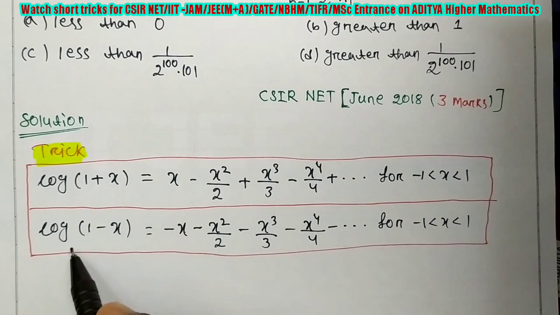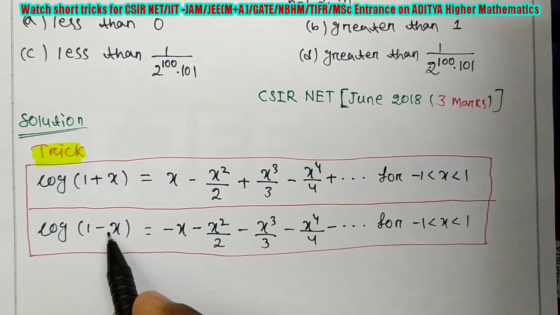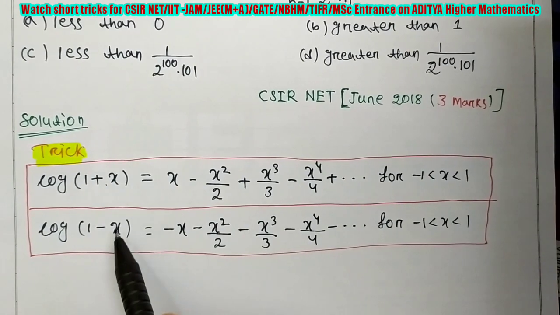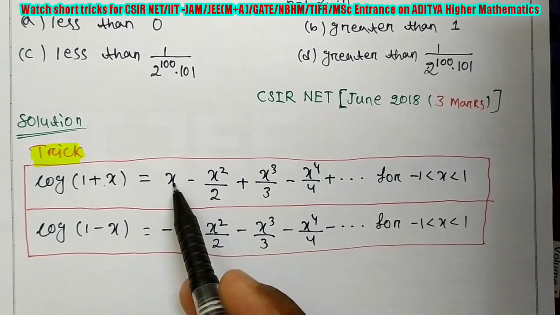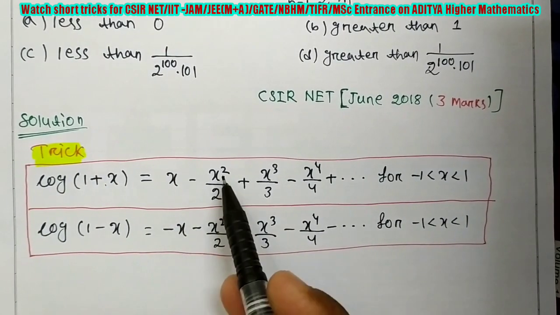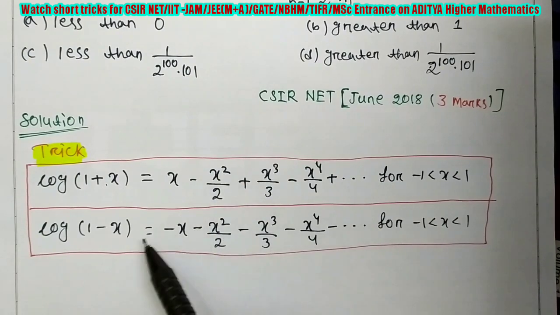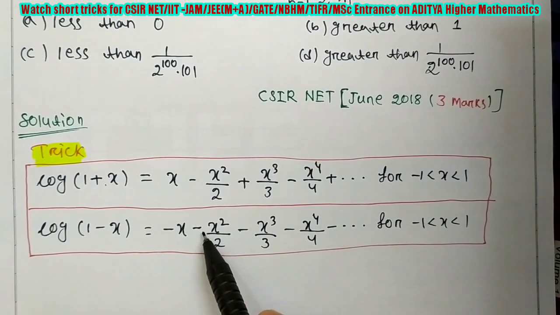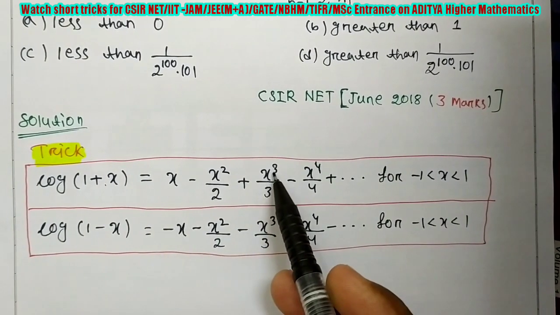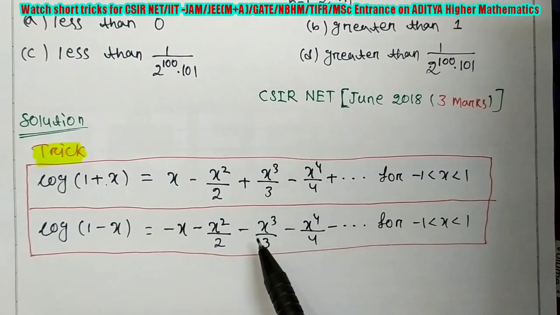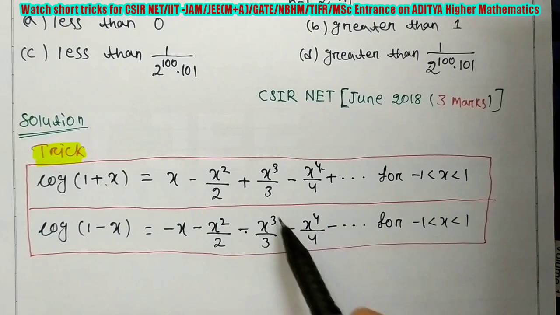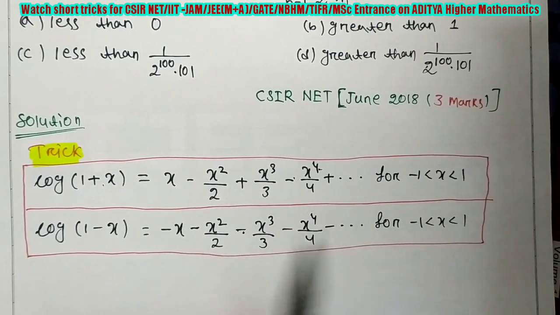And from the same series we can write the series for 1 minus x. Log(1 minus x): just in place of x you put minus x. When x square is there, we are putting minus x whole square, which is x square only, so the sign is the same, minus. But where the power is odd, the sign is negative, and where the power is even, minus power 4 is plus, but the sign is negative, so like this it is coming.